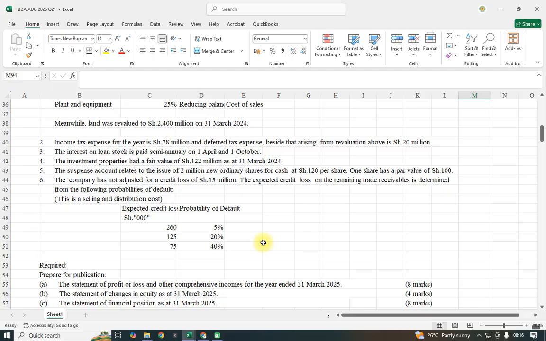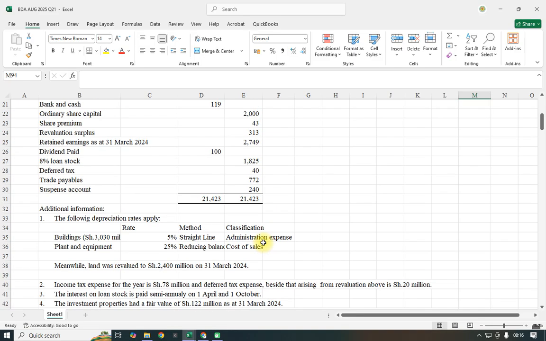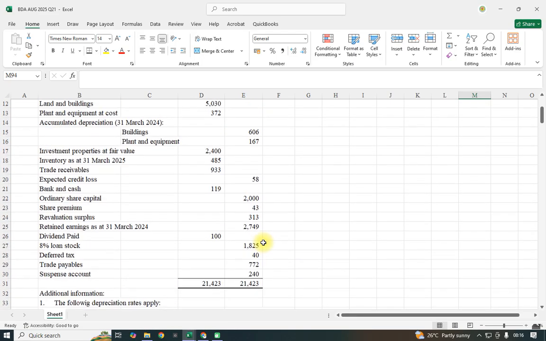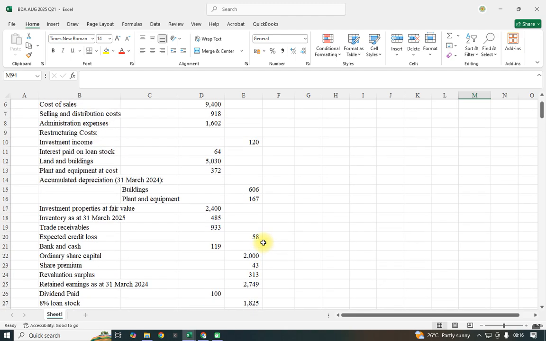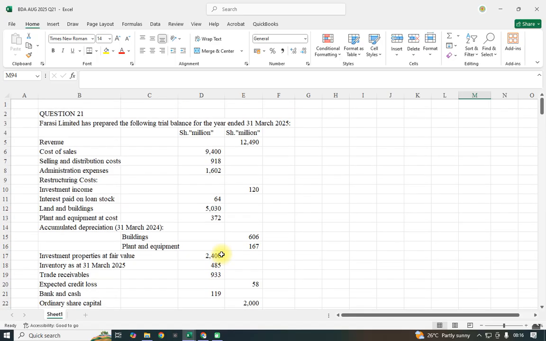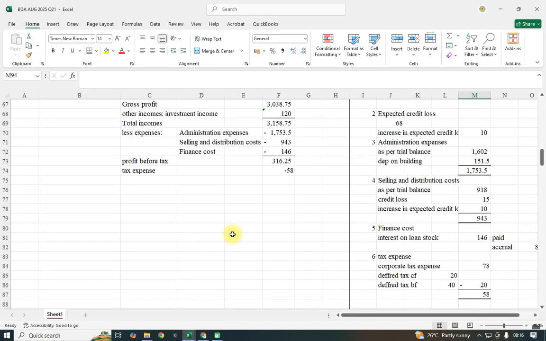And I think that is all. We just need to get the profit for the year. I hope I have considered all the items, all the expenses that have been given. So the restructuring cost is nothing, but I think restructuring either was under the investment or there is nothing that was included under the restructuring cost.